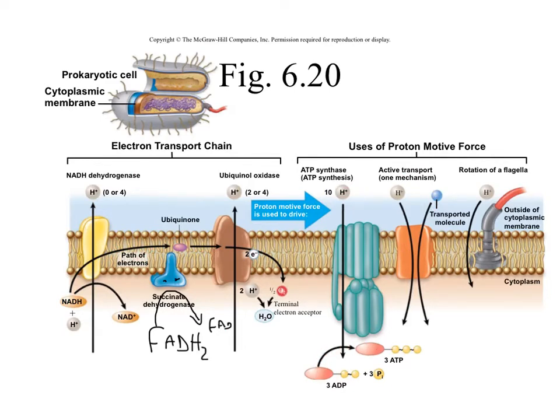Let's diagram this really quick so that we have a better feel for it. If this is my membrane, I'm going to put my electron transport chain here, and I'm going to put my ATP synthase here.